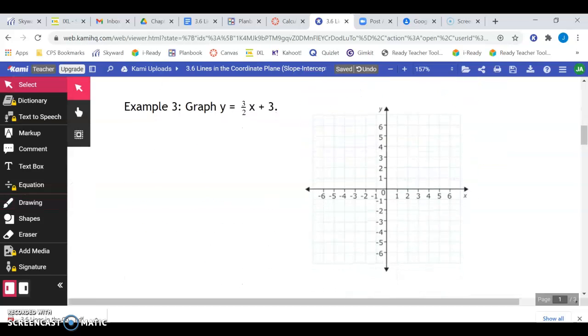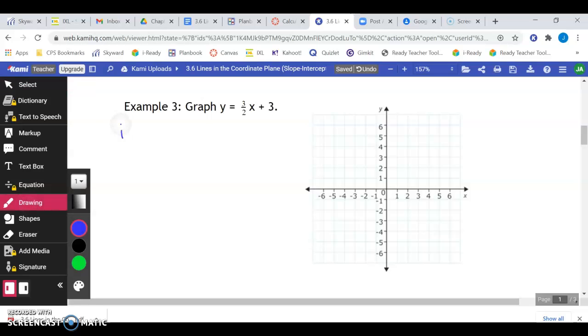For example 3, we're going to graph this. And the way we do that is number 1 is graph the y-intercept first. So that would be a +3. So on the y-axis, we're going to put a dot at +3.